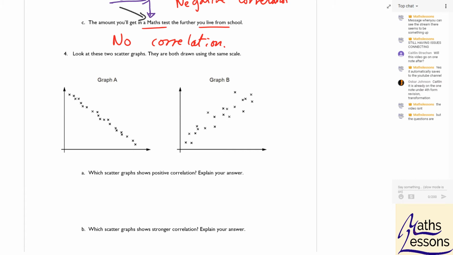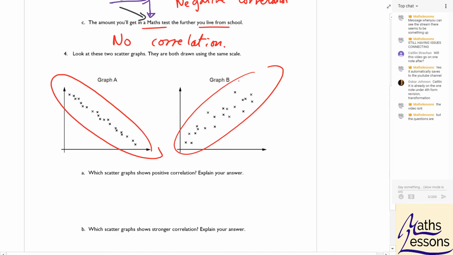Right, we're looking at two scatter graphs. We can see that in this one, as one goes up the other goes down, and in this one, as one goes up, the other goes up. So the positive correlation is going to be graph B, and obviously graph A is a negative correlation.